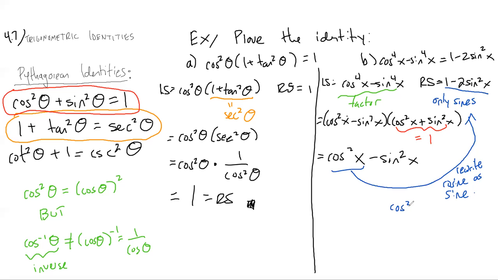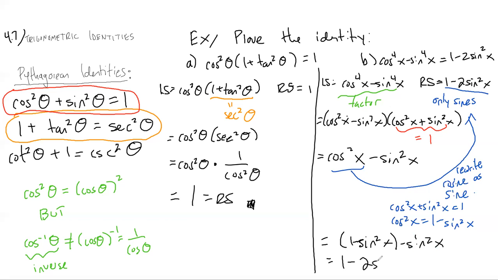If cos squared x plus sine squared x equals 1, then cos squared x is 1 minus sine squared x. And so I can just replace the cos squared x with that expression. So I'll have 1 minus sine squared x and then minus sine squared x. And so what we get is 1 minus 2 sine squared x, and that's the right side. So we're done. That proof had a little bit more going on with it, but it actually had 2 applications of the Pythagorean identity. So it's kind of nice like that.